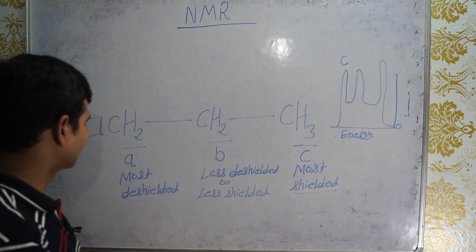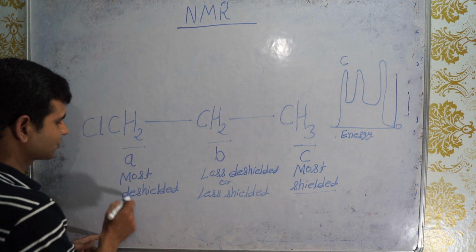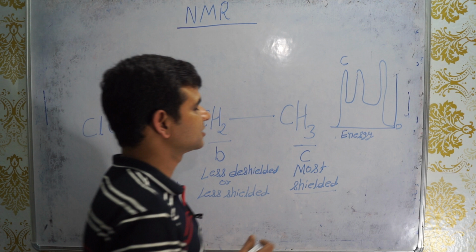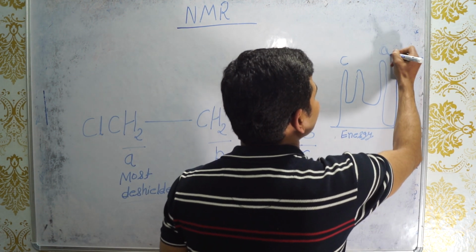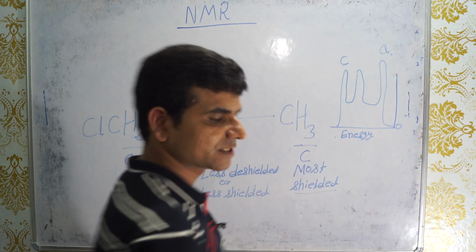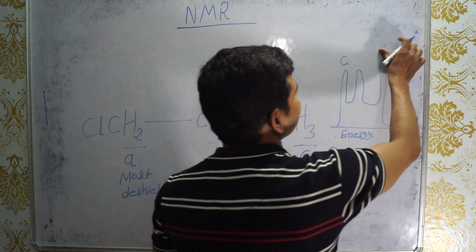Here, type A hydrogen atoms are the most deshielded hydrogen atoms. Therefore, this peak will represent type A hydrogen atoms. This is type A.